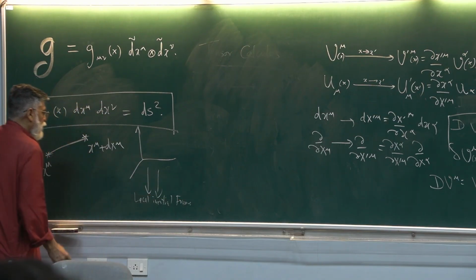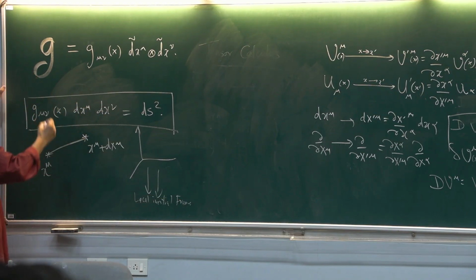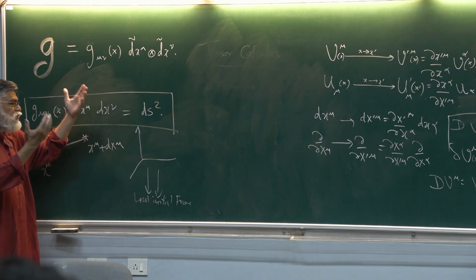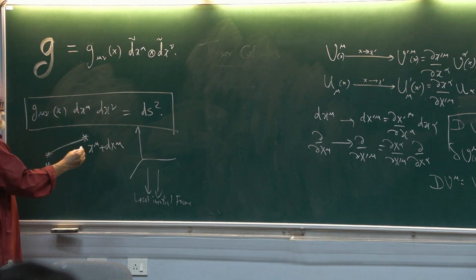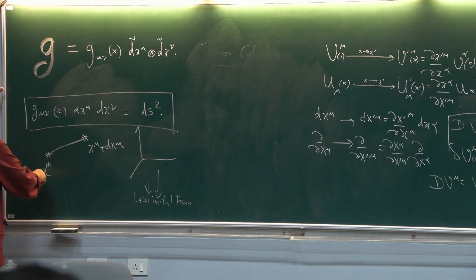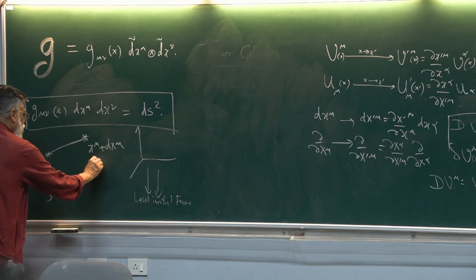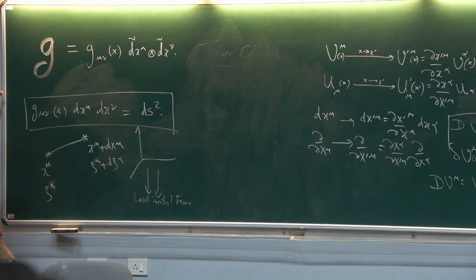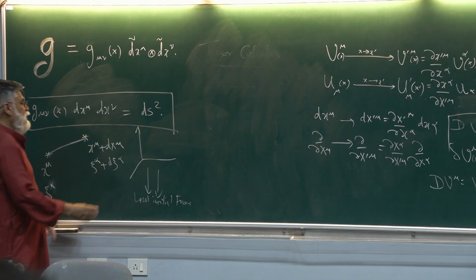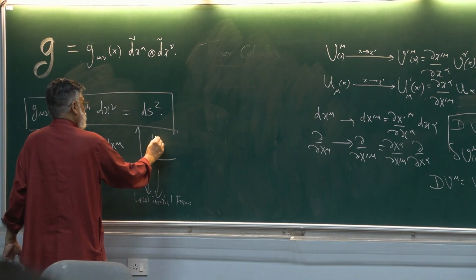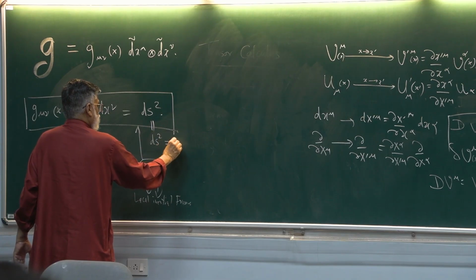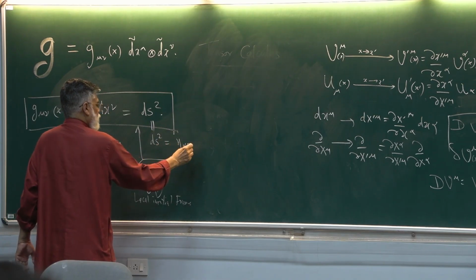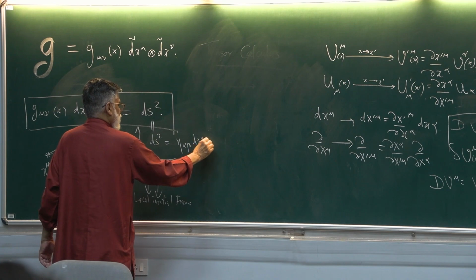Namely freely falling frame. These two events in a freely falling frame, I will use Minkowskian coordinate system xi alpha. So instead of using curvilinear coordinate system, I will use Minkowskian coordinates xi alpha, d xi alpha. And in this frame, the same ds square will be eta alpha beta d xi alpha d xi beta.